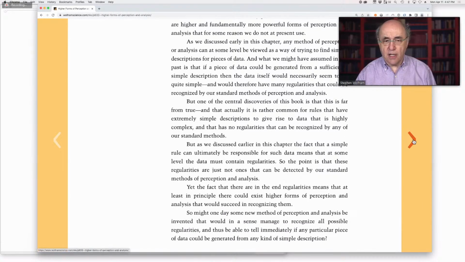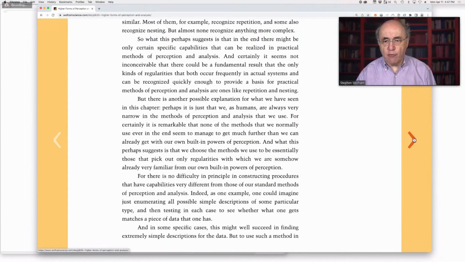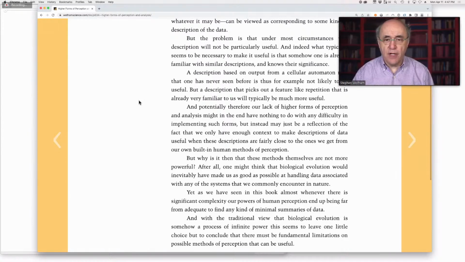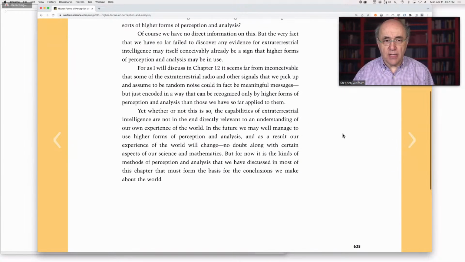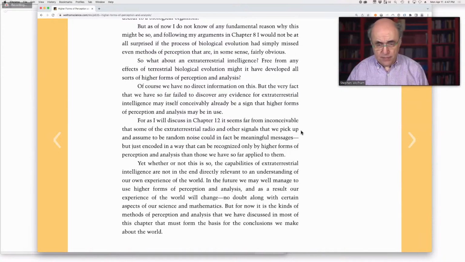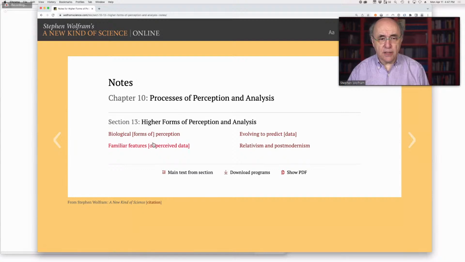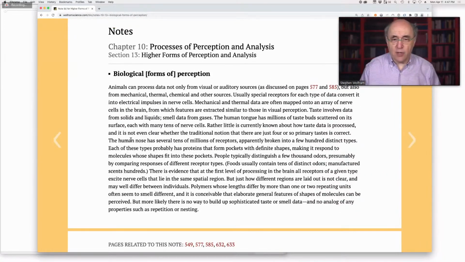I'm describing a run-up to the discussion of computational irreducibility in chapter 12, a discussion about the different forms that higher perception and analysis could take. And again, in chapter 12, I'll discuss the relationship of this to things like extraterrestrial intelligence. Well, here I'm simply talking about different forms of perception. I should look at this again now, because we're just about to look at this again for observer theory.